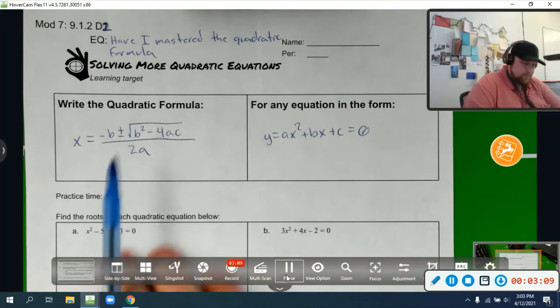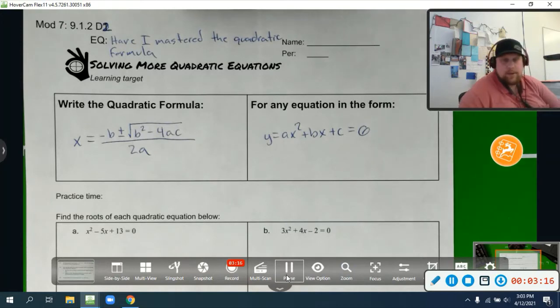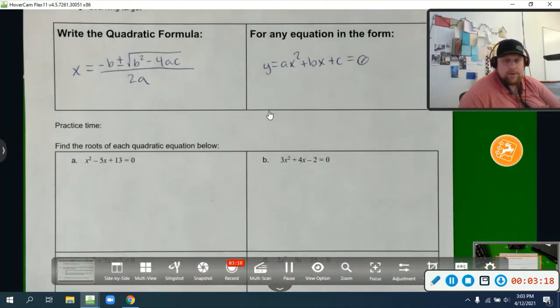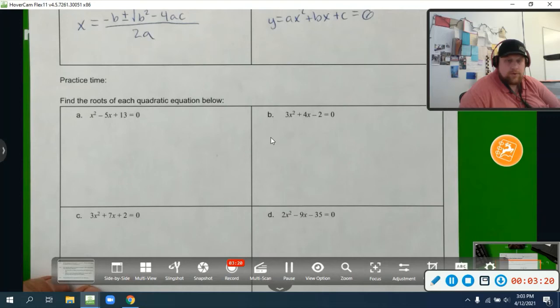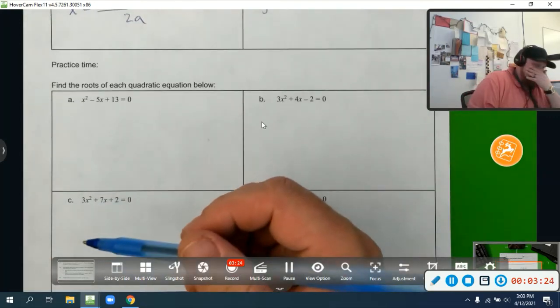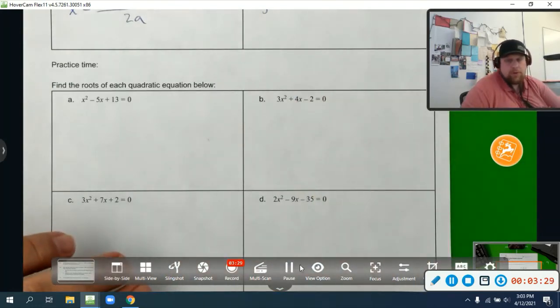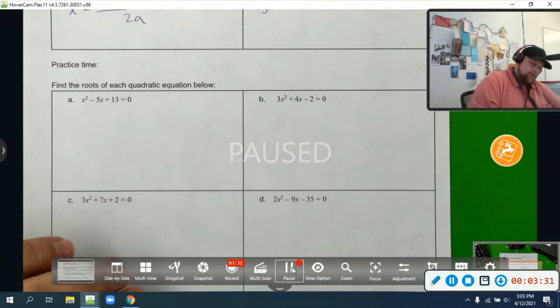So, practice time. Let's put this into practice. Go ahead and drag this up. I'm going to work out the first one. Why don't you guys take a minute, identify the a, b, and the c, and then set up the quadratic formula. Go ahead and do that. Let's do that together. Ready, set, go.